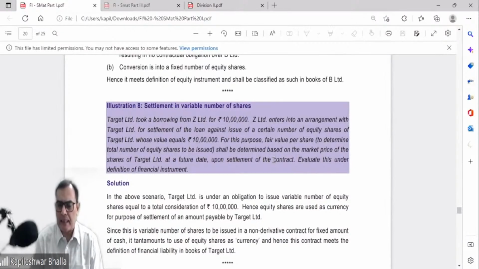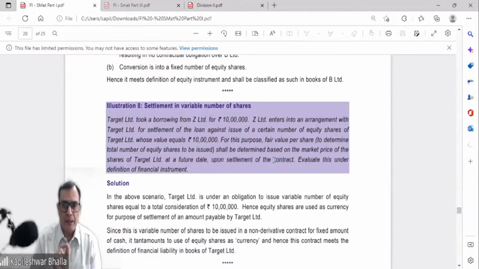Okay, let's have a look at illustration number 8 now. It says Target Limited took a borrowing from Z for 10 lakh. And Z enters into an arrangement with Target for settlement of the loan against issue of a certain number of equity shares of Target. So one thing is very clear, that the mode of payment is equity share.